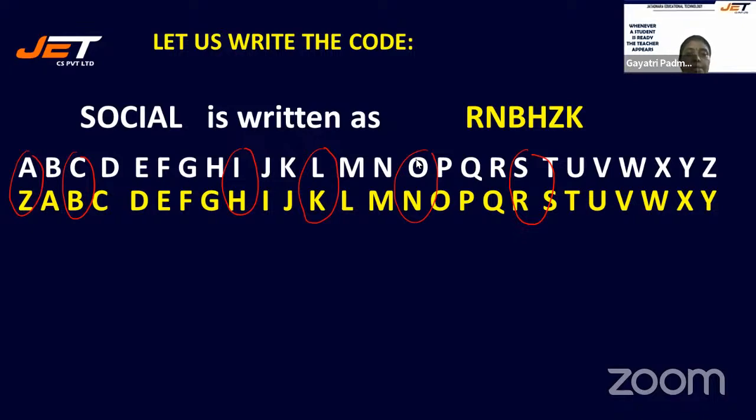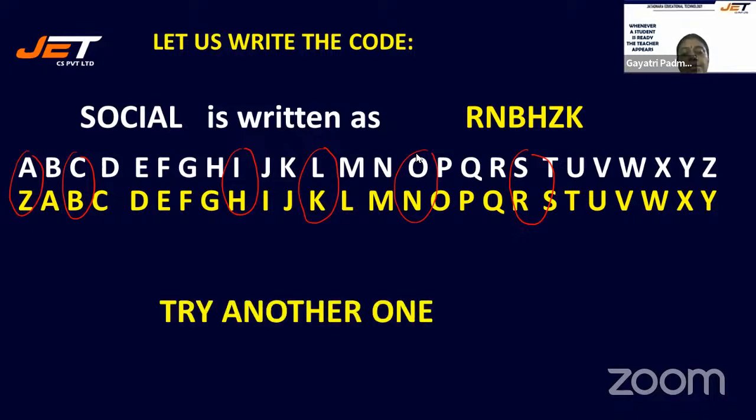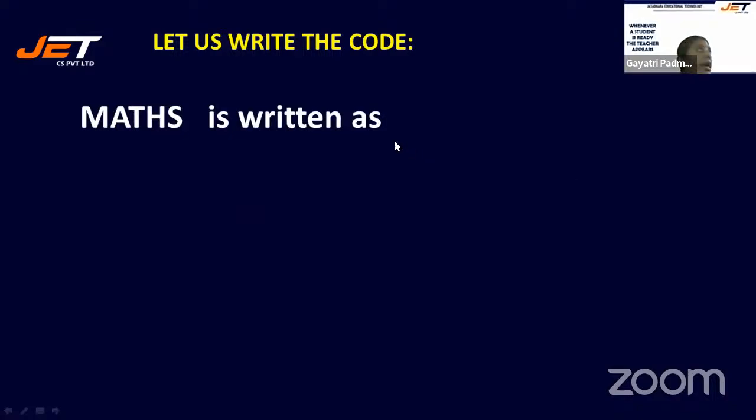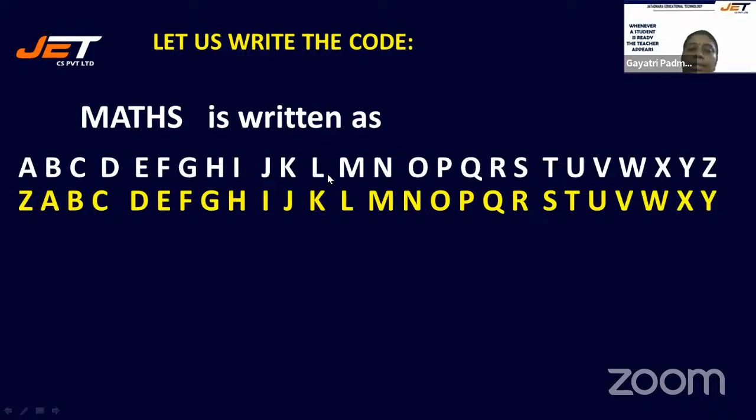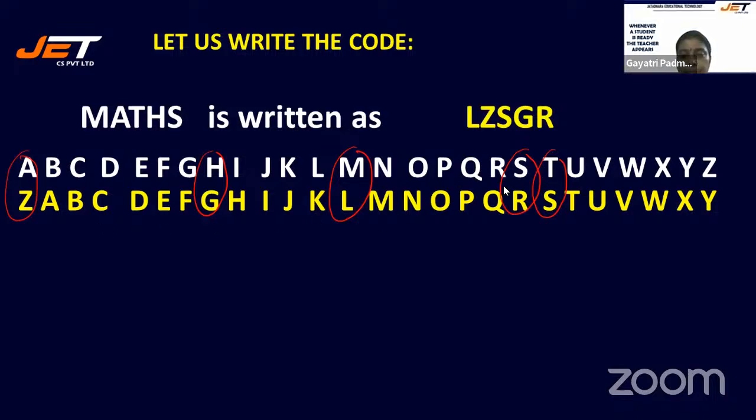Now let's try another one. We have MATHS. So how do we code this? M is L, A is Z, T is S, H is G, S is R. So it is L, Z, S, G, R.